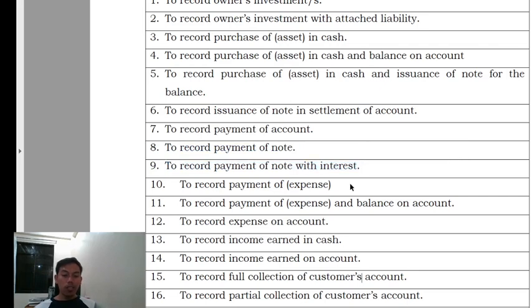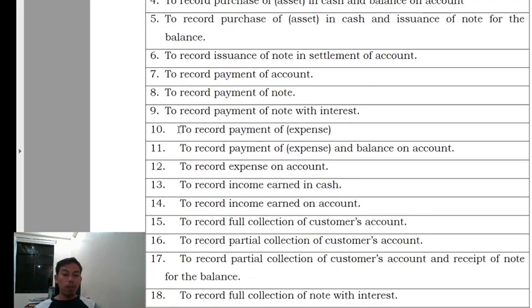Nagbayad tayo ng expense. To record payment of expense, you specify anong expense yan. Salaries, rent, utilities. What if nagbayad tayo ng half of the expense at yung balance utang natin? The end balance on account. What if natanggap lang natin yung bill, hindi tayo nagbayad? So, to record expense, anong expense yun? I-specify mo, on account.